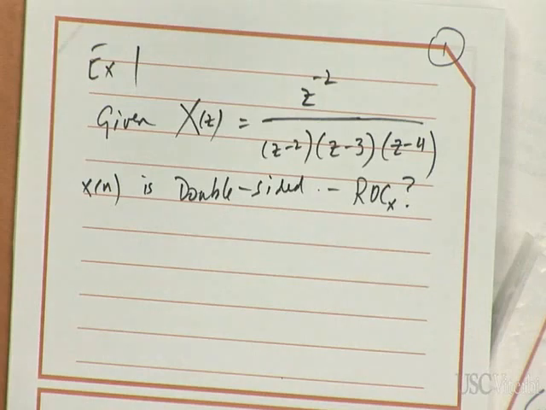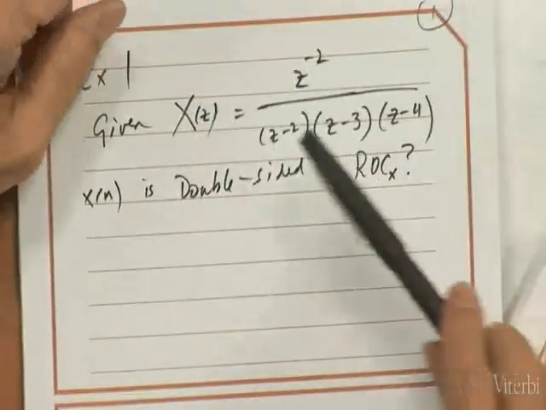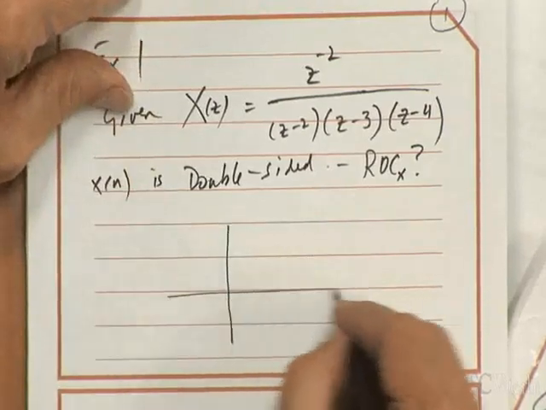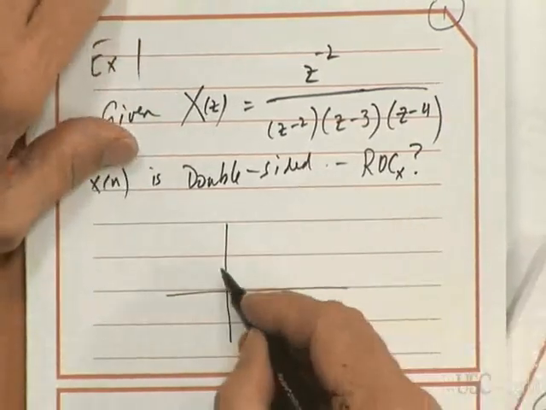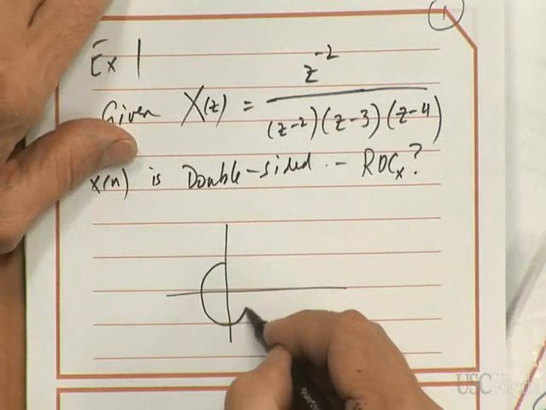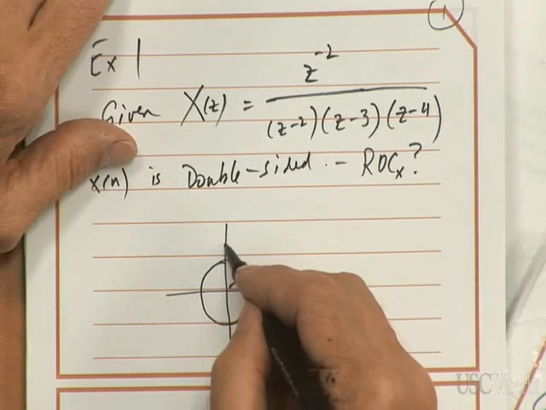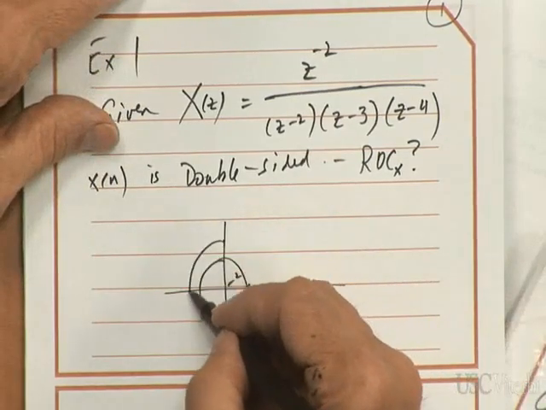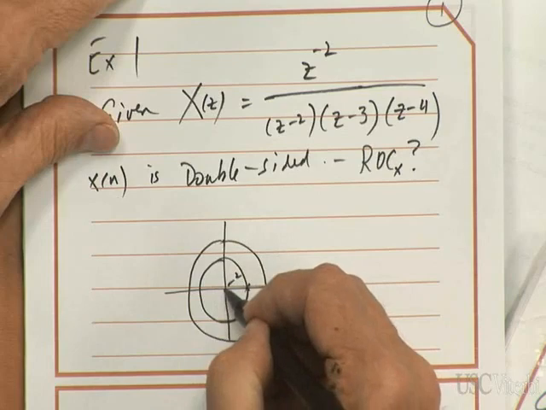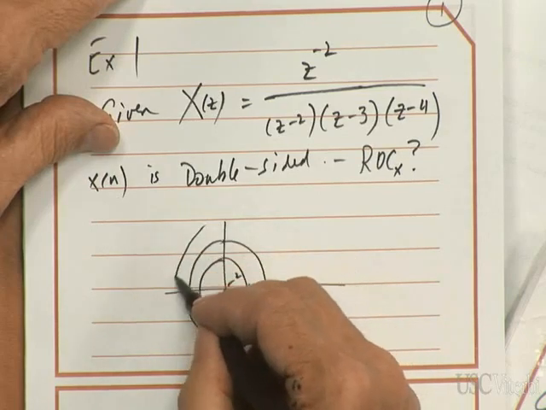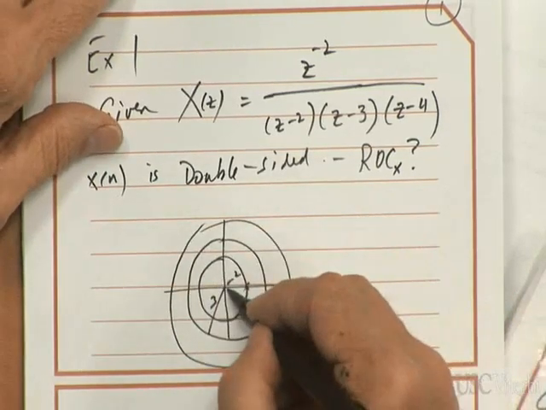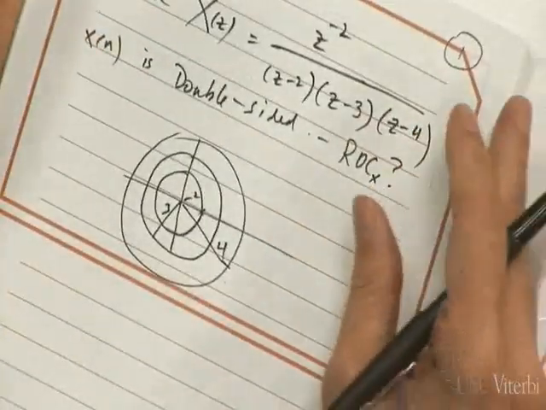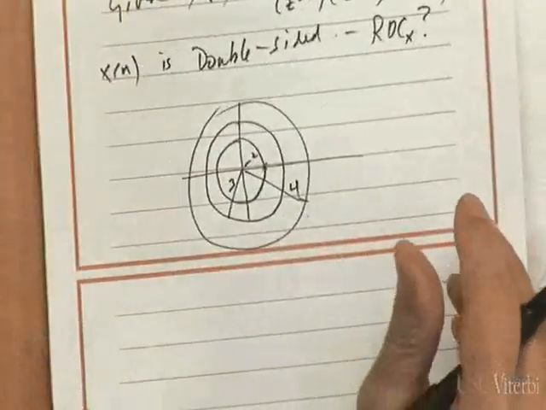Well, as it turns out, for this example, you won't know because it has 3 poles, 3 rings, right? There's going to be a circle for each pole. So there will be a circle at radius 2, and here's the pole. The poles are real. A circle at radius of 3, and a third circle at radius of 4. See? So you know it's double-sided. So you know it's between 2 circles.